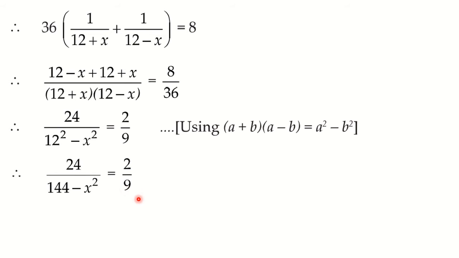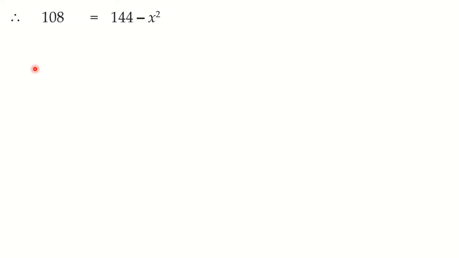Okay, so let us cross multiply, and then what we are going to get here is 24 into 9 divided by 2 is equal to 144 minus x square. So when you divide here you will get 12, and 12 into 9, 108. You will get the new equation as 108 is equal to 144 minus x square. Okay, now let us write it in the standard form.